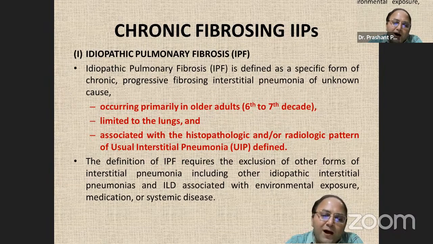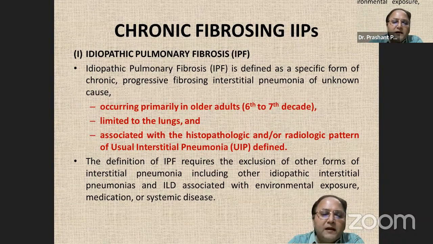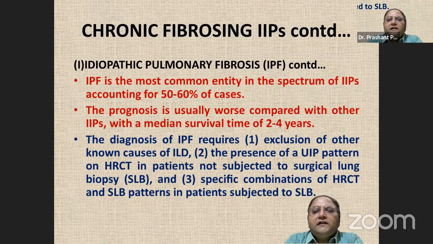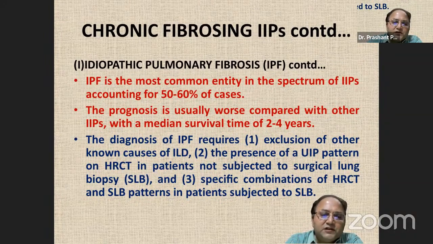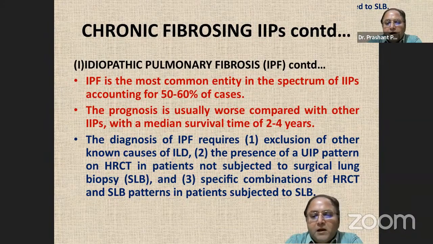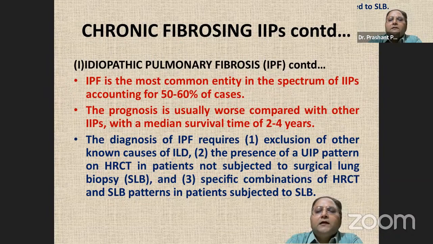The definition of IPF requires the exclusion of other forms of interstitial pneumonia, including other idiopathic interstitial pneumonias and ILD associated with environmental exposure, medication, or systemic disease. IPF, as we discussed, is the most common entity amongst the IIPs, accounting for 50 to 60% of cases. Prognosis is usually worse compared with other IIPs, with a median survival time of barely 2 to 4 years. The diagnosis of IPF requires exclusion of other known causes of ILD, the presence of a UIP pattern on HRCT in patients not subjected to surgical lung biopsy, and specific combinations of HRCT and surgical lung biopsy in patients subjected to surgical lung biopsy.